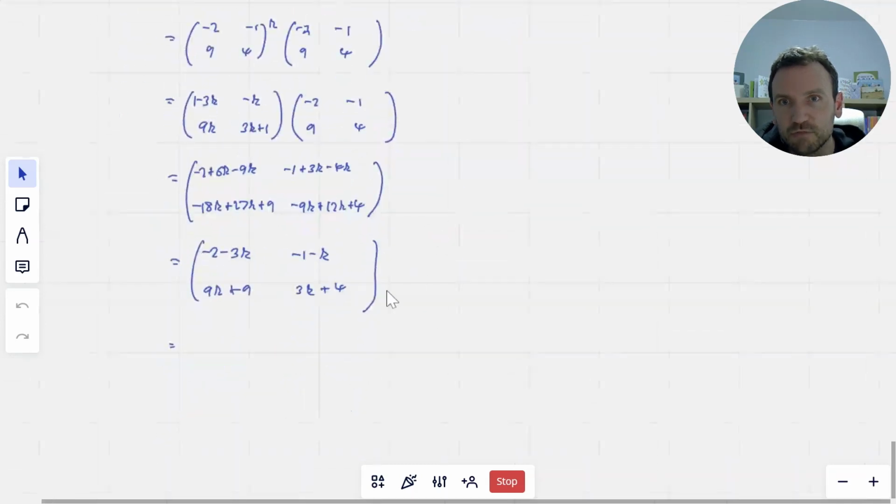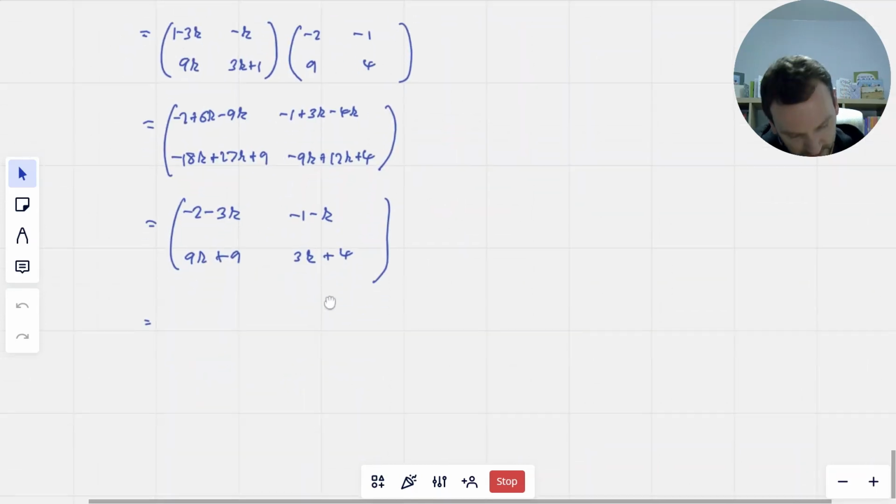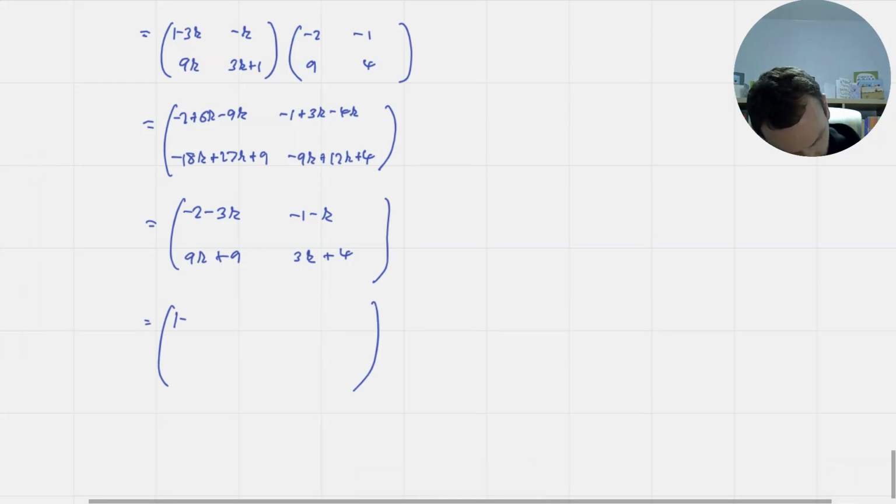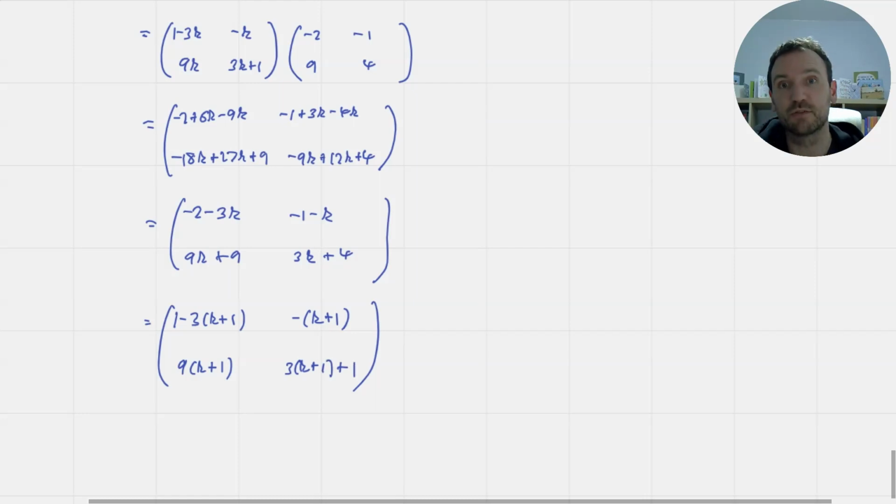So we just want to rewrite in the form we're expecting now. So let's rewrite this first bit as 1 subtract 3 brackets k plus 1. That should work. This we can rewrite as negative k plus 1. The bottom left we can rewrite nicely as just 9 brackets k plus 1. And this is 3 brackets k plus 1, plus 1. So we've got exactly what we're expecting. This was the right-hand side of our target.